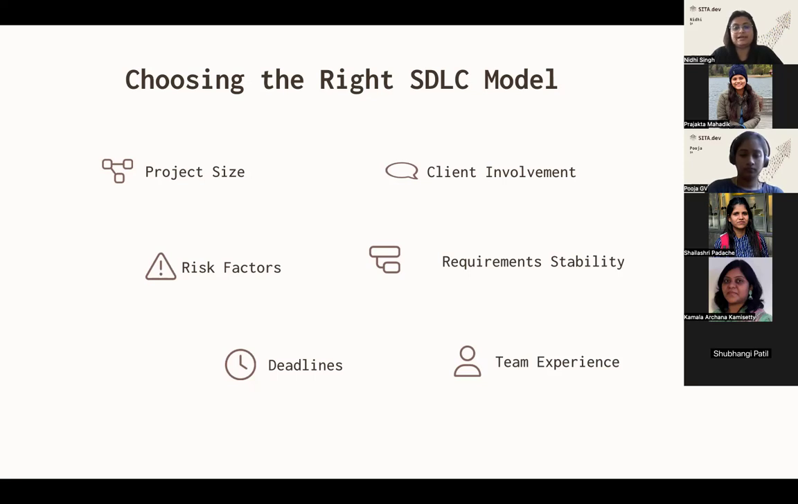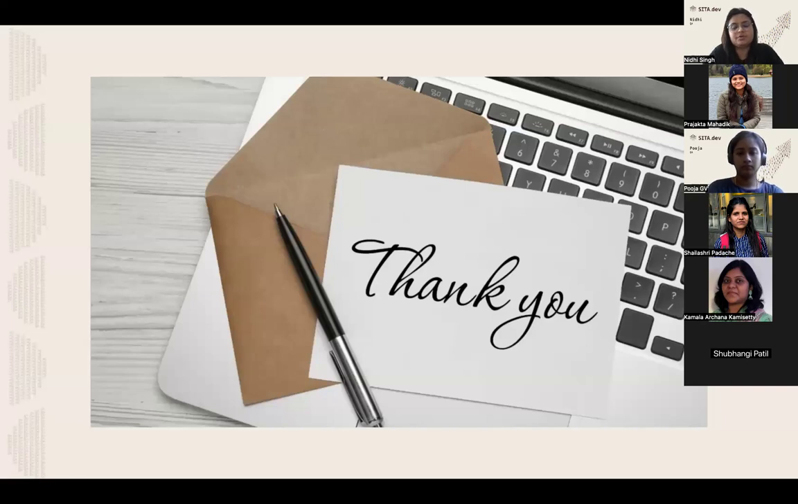agile model. If high risk is involved and speciality is required, then we can go for the spiral model. So based on all these factors, we can choose what kind of model will be suitable for a particular software. So this was about the software development life cycle and its phases.